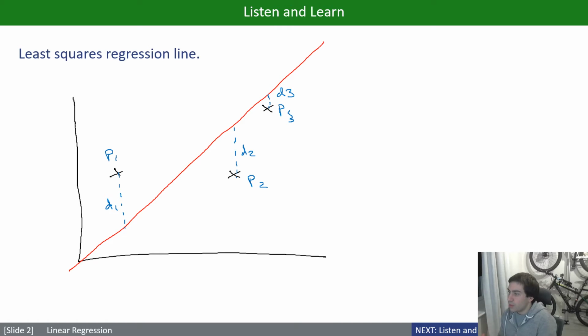And then we're going to square them. So I'm going to end up with the following number: D1 squared, D2 squared, D3 squared, and then I'm going to add them all together. And this is going to be my sort of score.